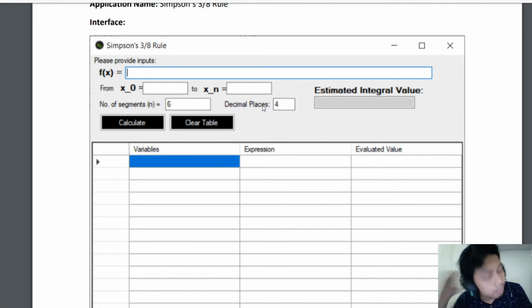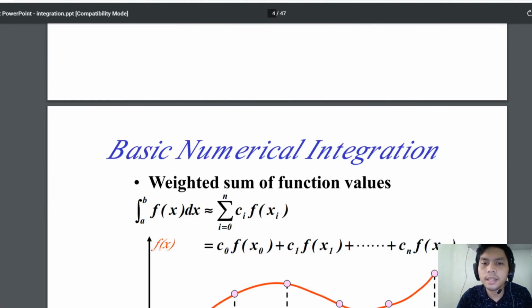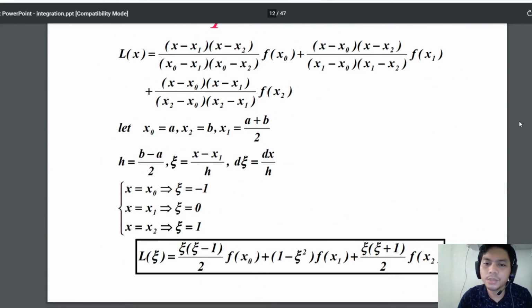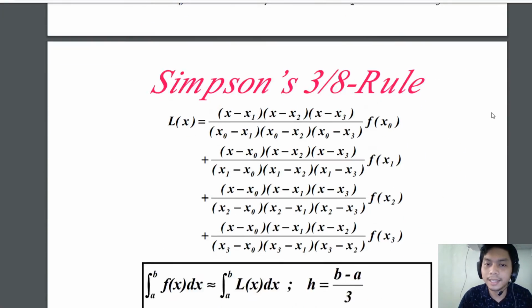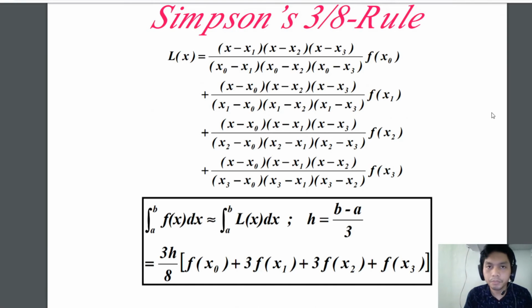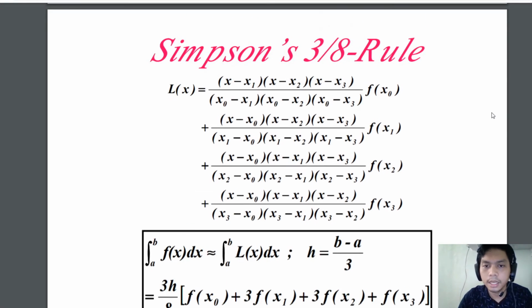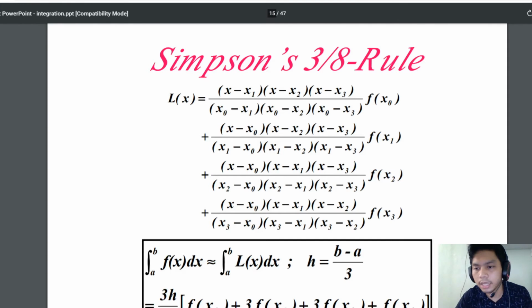The functions of my program are that it can take inputs like the function of x, the initial value of x to x_n, the number of segments, and the decimal places that you want, and it gives the estimated integral value. Shown here in this PDF file is what our great professor in this subject taught us in his presentation. But this is my source. Actually, it's the same as his.